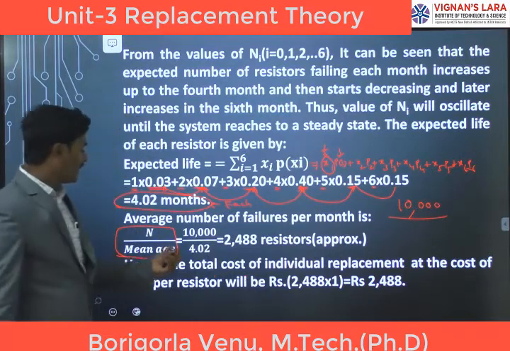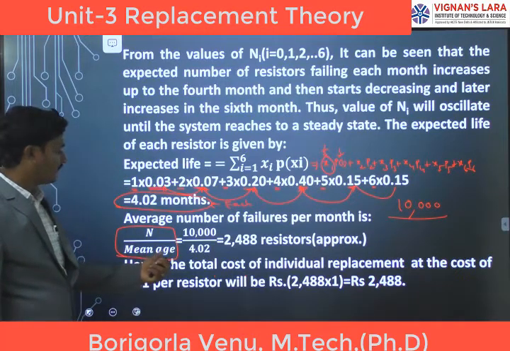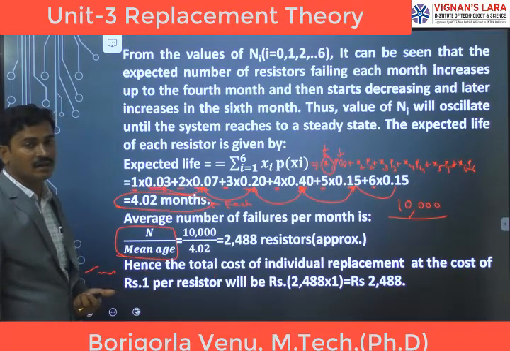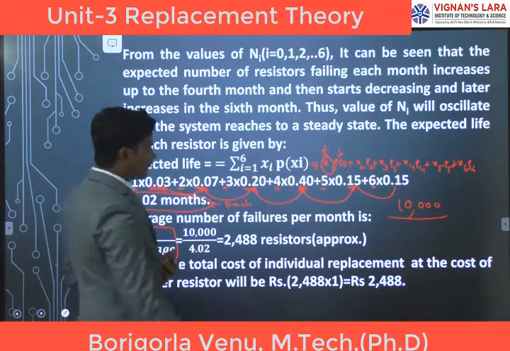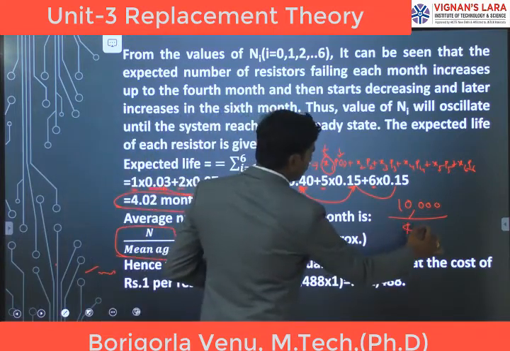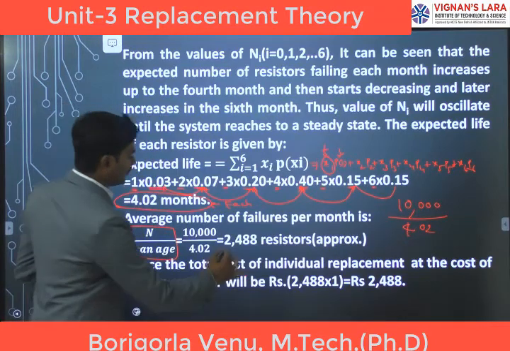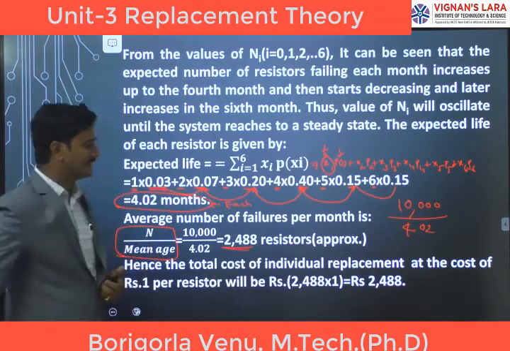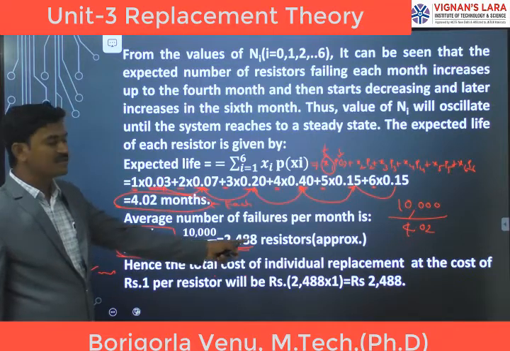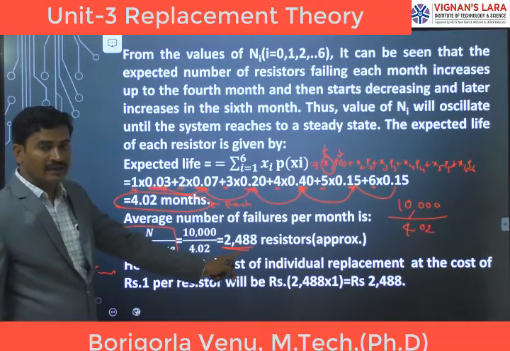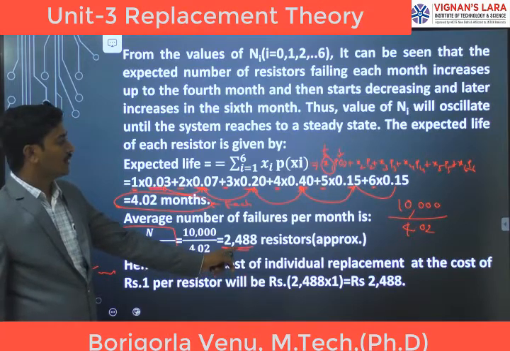Then mean age. Here we calculated the mean age. Mean age means the expected life of the resistor or expected life of the product. The expected life we calculated, which is also called mean age, is 4.02. From this we get 2488. What is this? The average number of failures per month. Every month 2488 resistors fail.